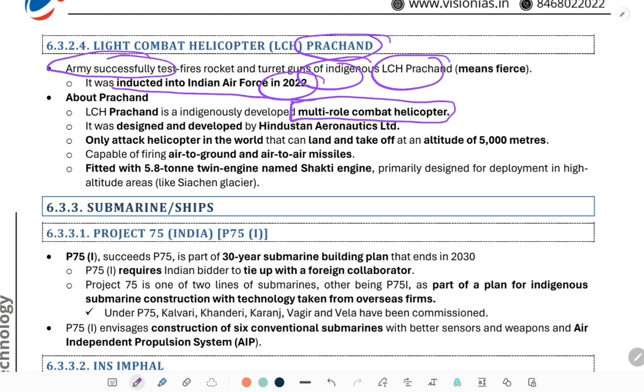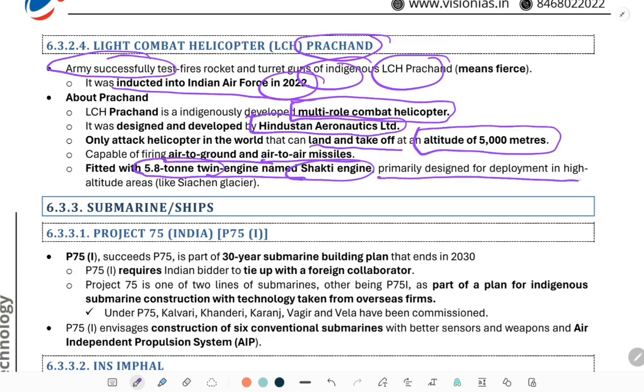It was designed and developed by Hindustan Aeronautics Limited. It is the only attack helicopter in the world that can land and take off at an altitude of 5000 meters. It is capable of firing air-to-ground and air-to-air missiles, and is fitted with a 5.8-ton twin engine named the Shakti engine, primarily designed for deployment in high-altitude areas.